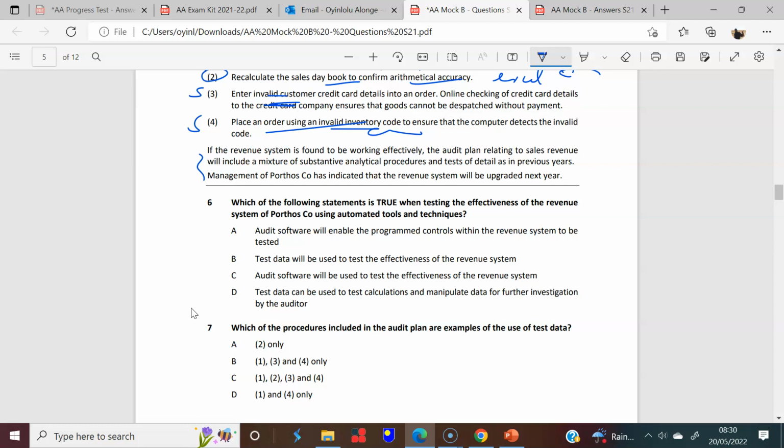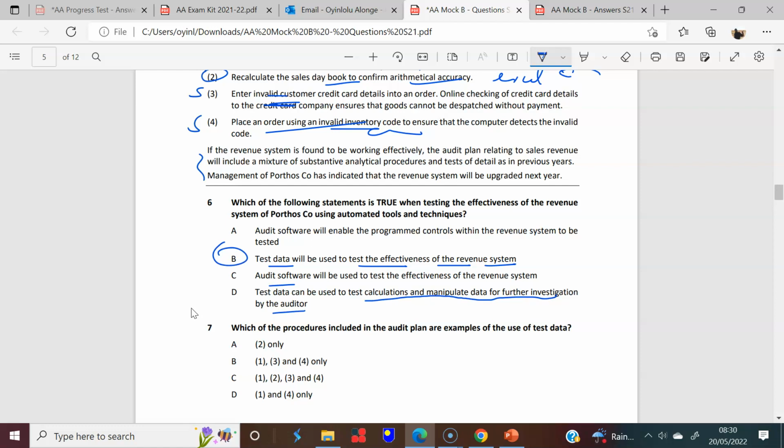So this question starts off saying, which of the following statements is true? When looking at this, we've just discussed this, haven't we? The key point here is that test data, throwing things at the system, is used to test the effectiveness of the system. That's really here. Audit software is where we're actually looking at the data, right? In effect, audit software is doing this, testing calculations and manipulating data further. So the answer here is B.